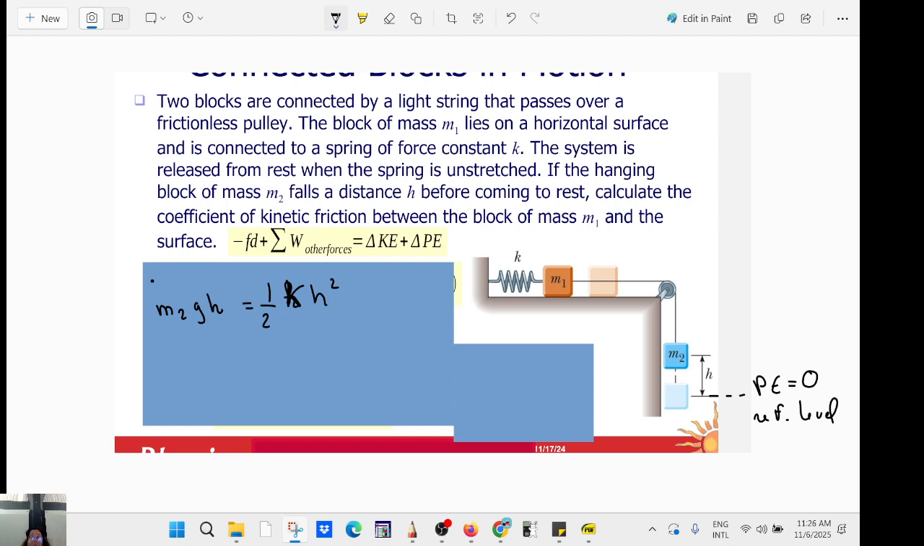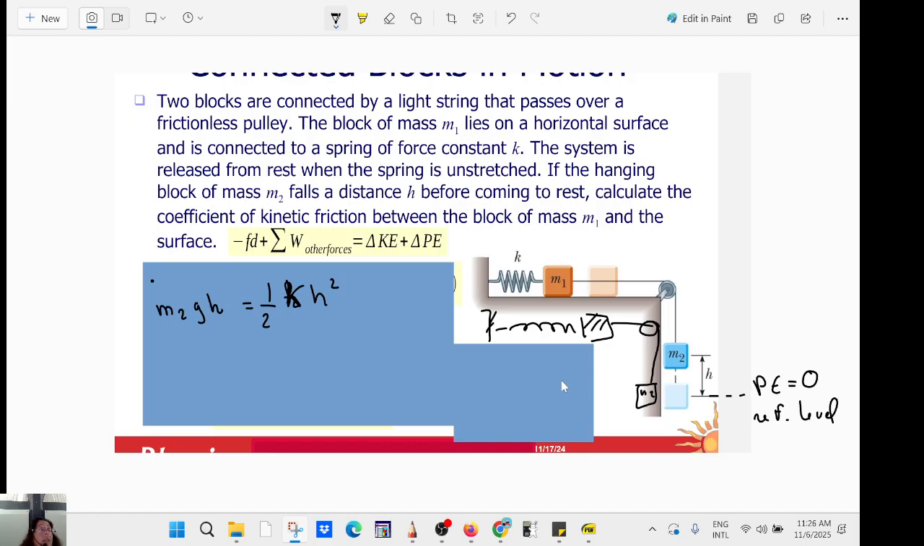We wait for the system to stop. So potential energy goes into elastic potential energy. The spring is being stretched, right? Here it's not stretched, and then this one is going to fall. So it's going to pull on that, so it's going to be stretched. It's going to do something like this, and it's going to stop here.